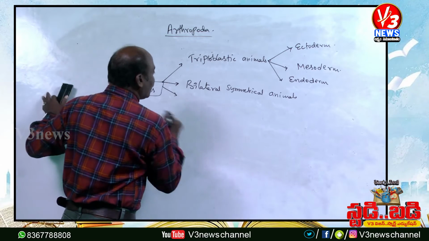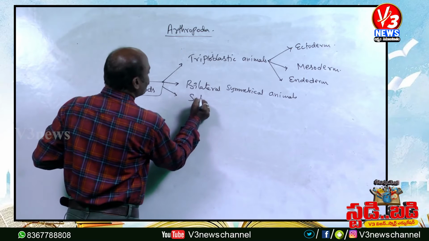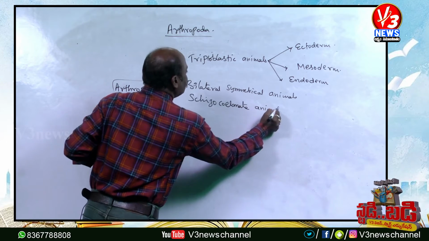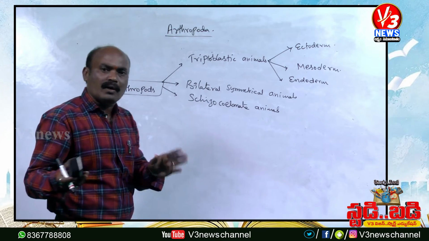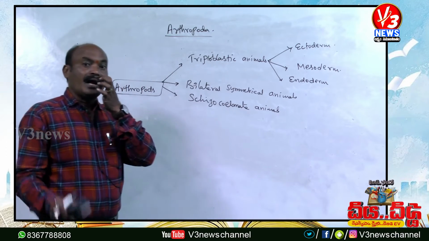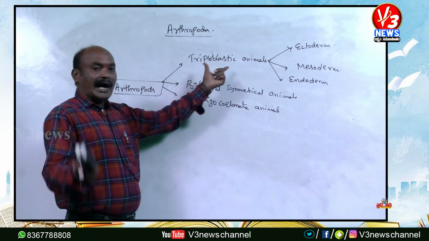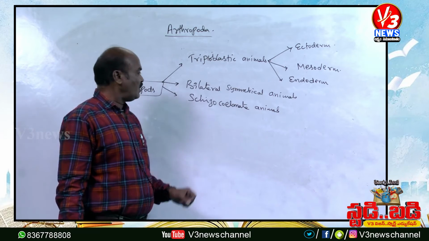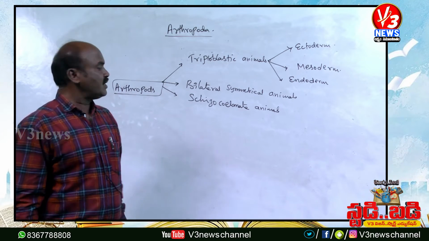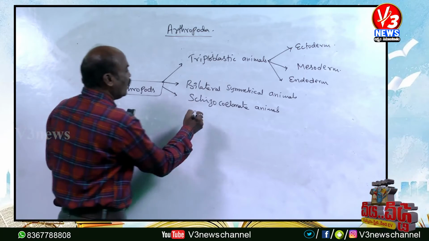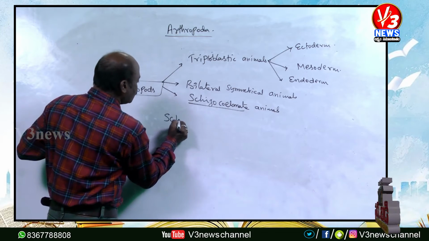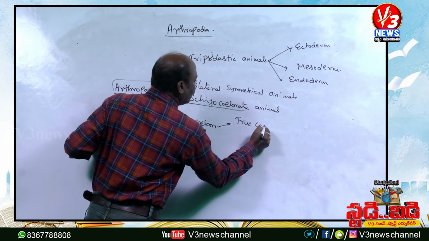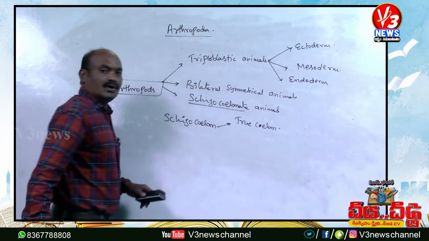And these are also schizocoelomate animals. So these 3 characters are common for both phylum Annelida and phylum Arthropoda. Annelids and arthropods, both are triploblastic, both are bilateral symmetrical, and both are schizocoelomate animals. So what is meant by schizocoelom? Schizocoelom is one type of true coelom.